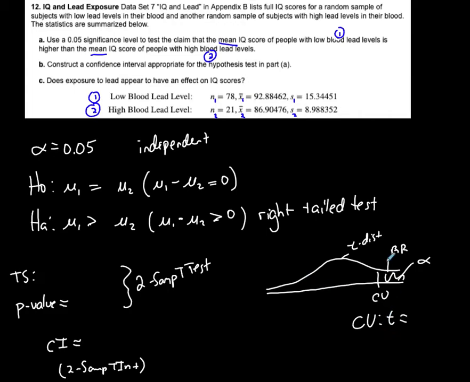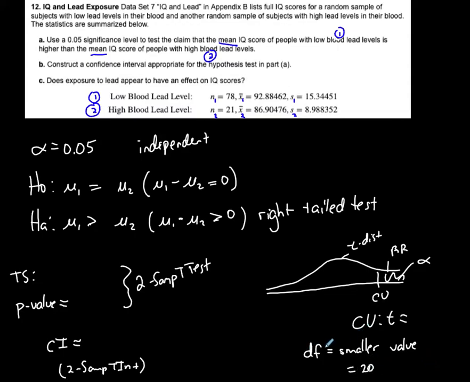Now, if you're on a t-distribution, that means that you need degrees of freedom. And so if you have 2 samples, how do you determine your degrees of freedom? You're going to take the smaller value between them. So the degrees of freedom for the first sample would be 77, one less than the sample size. And the degrees of freedom for the second would be 20. 20 is less than 77. So the one that I'm using here is 20.